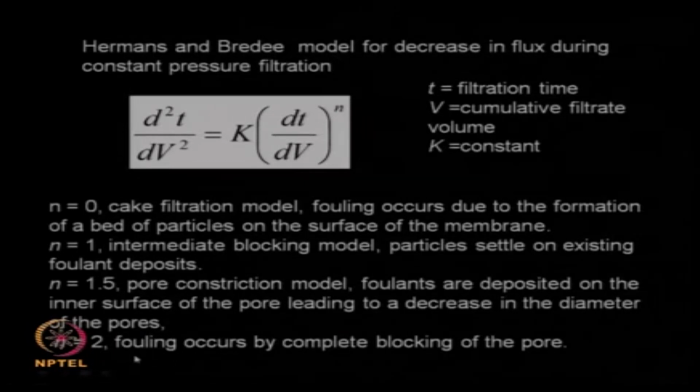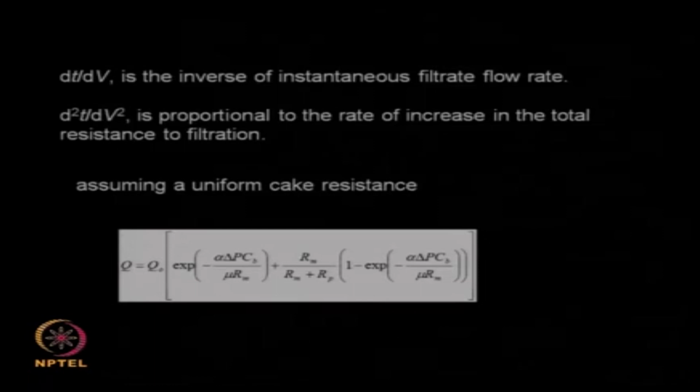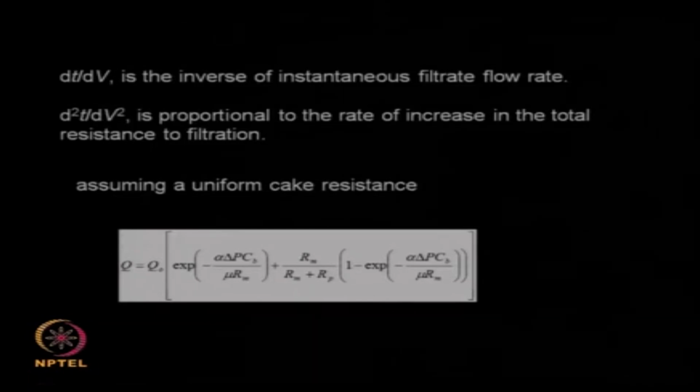Now if fouling occurs by complete blocking of the pore, then n becomes 2. So you see we can put different n values depending upon the type of model or type of assumptions one considers. Okay. Now dt by dV, on the right hand side, is the inverse of the instantaneous filtrate flow rate, because V is the volume, dV by dt is the filtrate flow rate, and dt by dV will be the inverse of that.